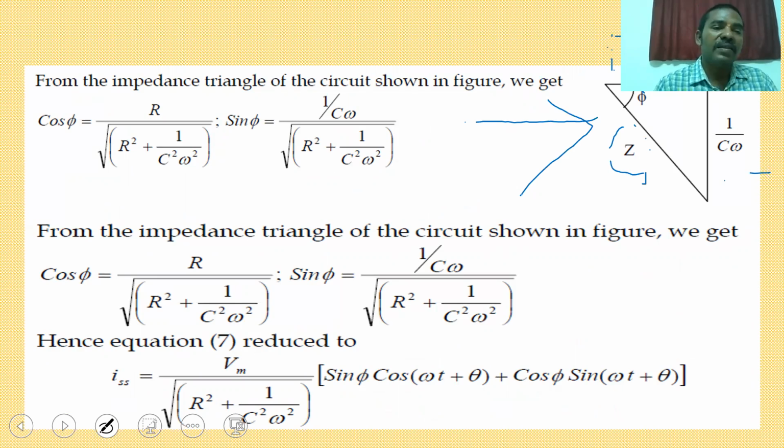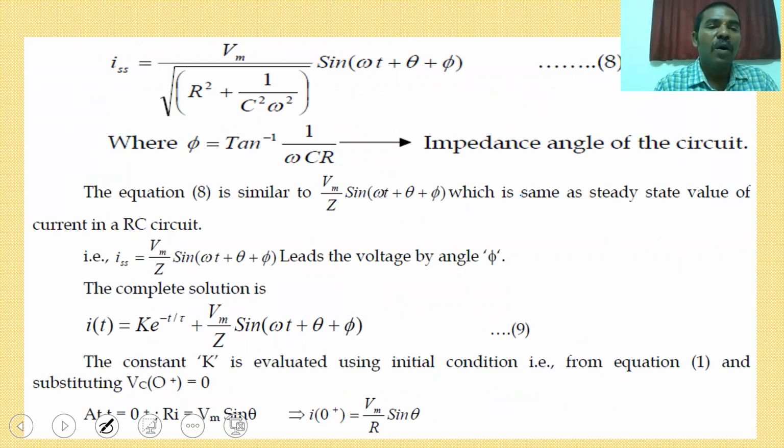So finally the steady state current ISS is equal to Vm divided by root of r square plus 1 by c square omega square, sin omega t plus theta plus phi. So what is phi? Phi is tan inverse of 1 by c omega r. And root of r square plus 1 by c square omega square is the magnitude of Z only. So finally the current value you can get as Vm by Z sin omega t plus theta plus phi. So that is your steady state current value.